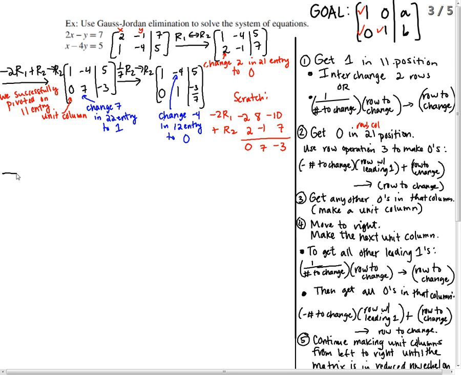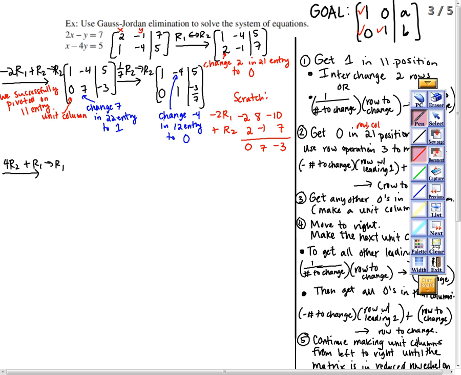To do my zeros, I do the negative of the number I'm trying to change. So I'm trying to change negative 4, so the negative of negative 4 is positive 4. I'm going to multiply by the row that has the 1 in it that lines up. So I'm trying to change row 1, but I'm going to use row 2 to do so. So 4 times row 2 plus, add row 1 and put it back in row 1.